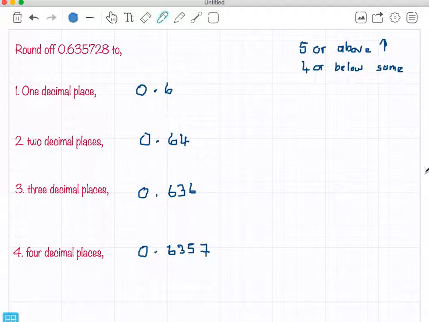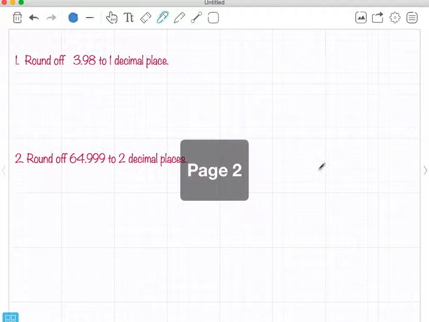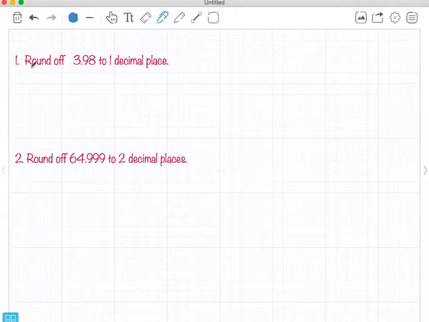Very straightforward. Now I've got a few little anomalies that catch students out. So I want to round this to one decimal place. So I go to the second decimal place, and the 8 tells me to round it up to a 0. But it's not really a 0, it's actually saying round it up to 10. And that has a knock-on effect of rounding this up to 4. So it becomes 4.0 because the 9 became 10 and it knocks this one up.